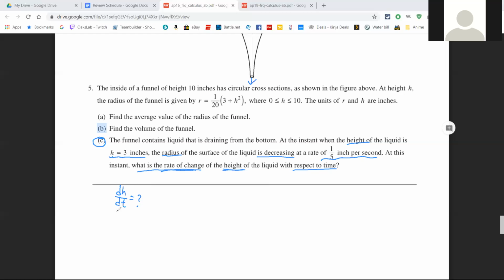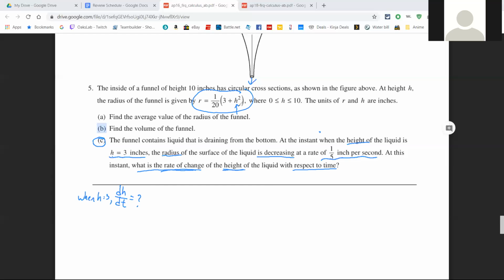Specifically, when the height equals 3. When the height equals 3, what is dH dt? Well, we have this equation right here. If you take the derivative of that equation, do you agree that at some point you'll have a dH dt because an h is involved?